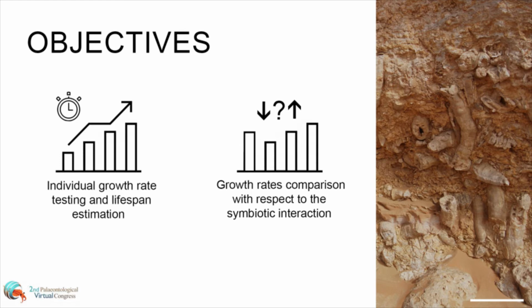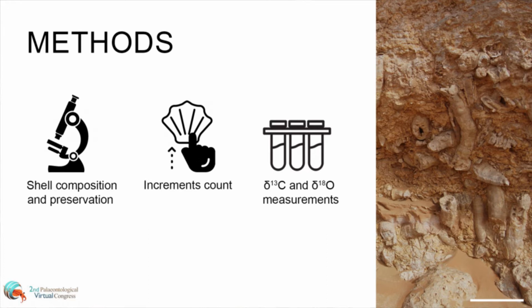But this rate could vary depending on the ontogenetic stage of the specimen. In this work, I'm aiming to test the individual growth rate and estimate a lifespan for the 4 species, and establish a comparison between the growth rates of these bivalves with respect to the presence or absence of symbiotic interaction. Measurements of stable oxygen and carbon isotopes have been obtained as an essential method in this work, but prior to sampling, I checked the shell composition and the shell preservation by different methods.